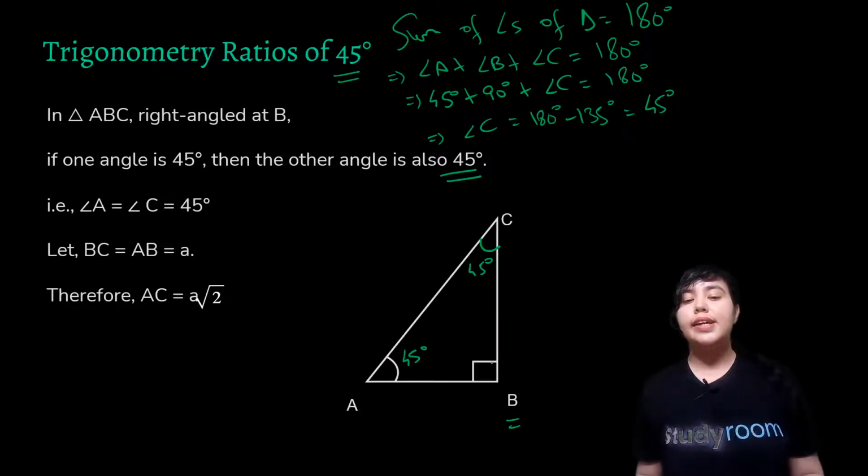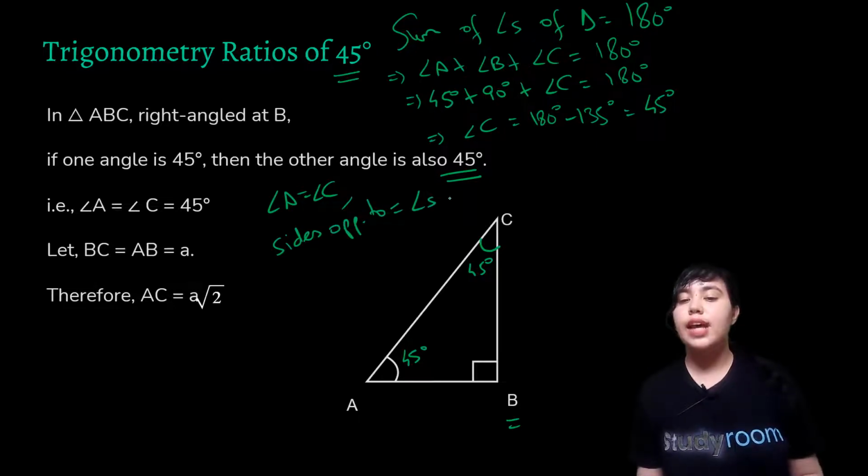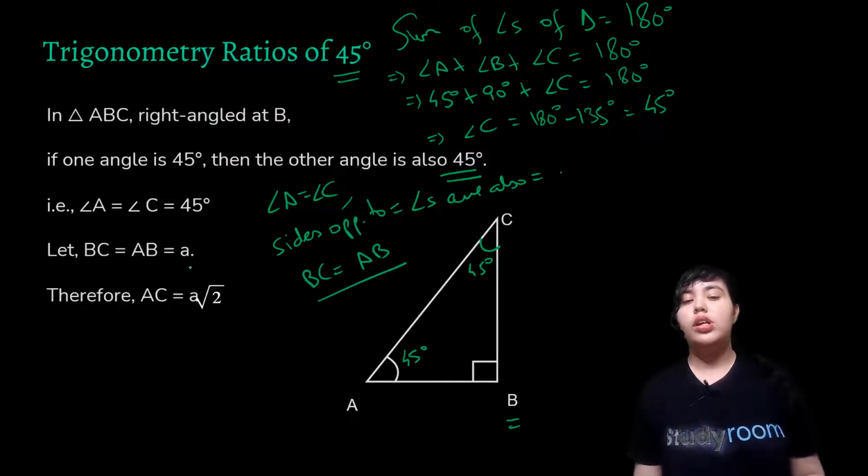So let me take this BC and AB. Now if angle A and angle C are equal, then sides opposite to equal angles are also equal. Now what is the side opposite to angle A? BC. What is the side opposite to angle C? AB. So it means BC and AB are equal. So let's say they are equal to A units. So I'm saying your AB is also A and your BC is also A.